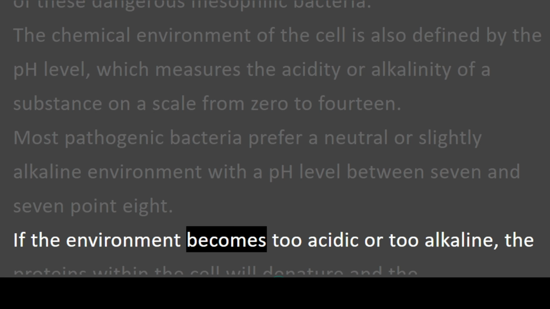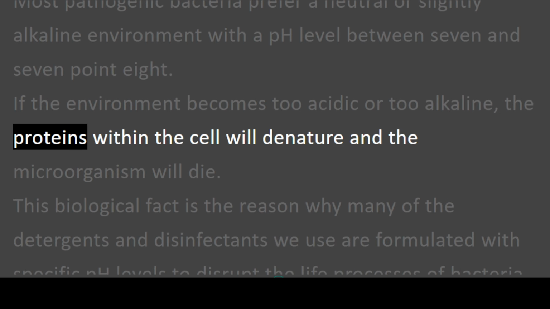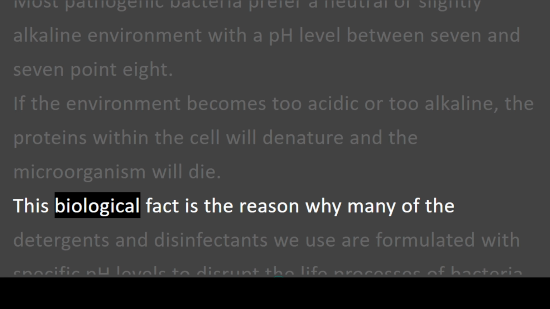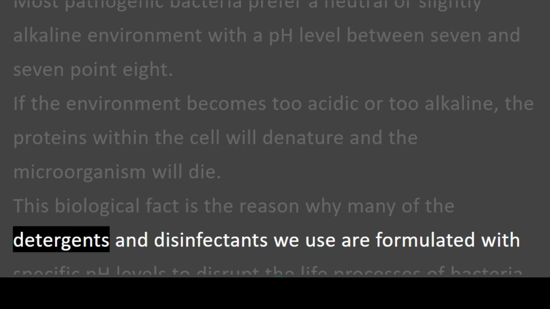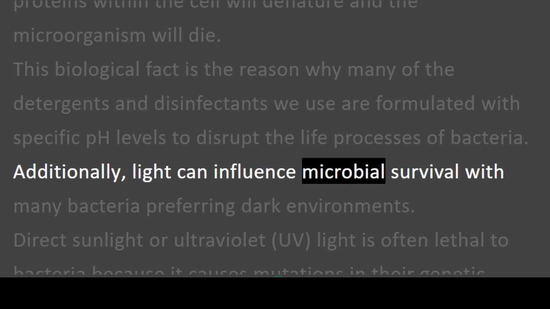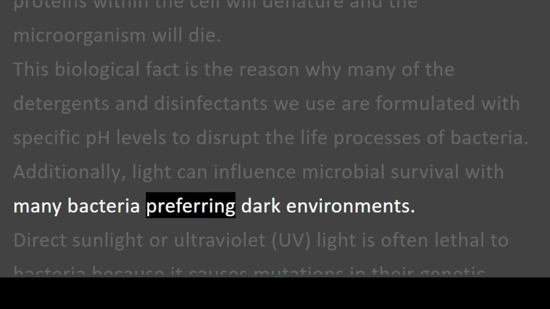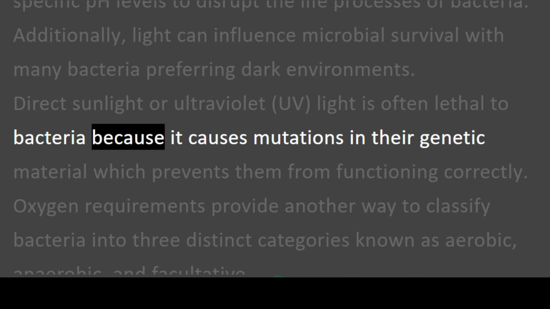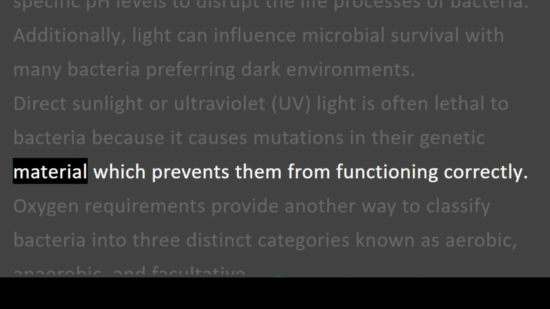If the environment becomes too acidic or too alkaline, the proteins within the cell will denature and the microorganism will die. This biological fact is the reason why many of the detergents and disinfectants we use are formulated with specific pH levels to disrupt the life processes of bacteria. Additionally, light can influence microbial survival, with many bacteria preferring dark environments. Direct sunlight or ultraviolet, UV, light is often lethal to bacteria because it causes mutations in their genetic material which prevents them from functioning correctly.